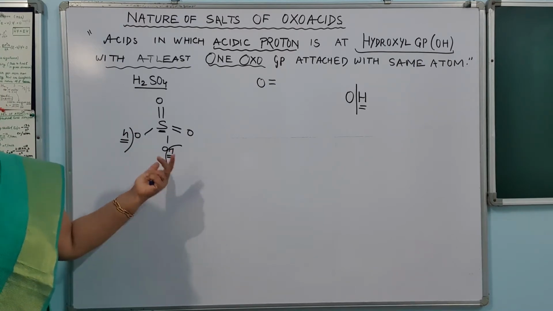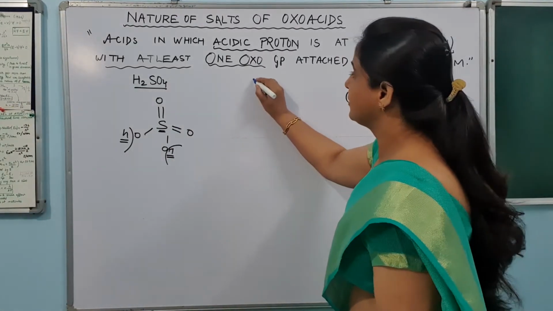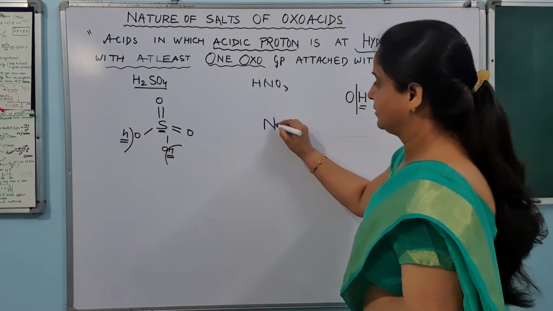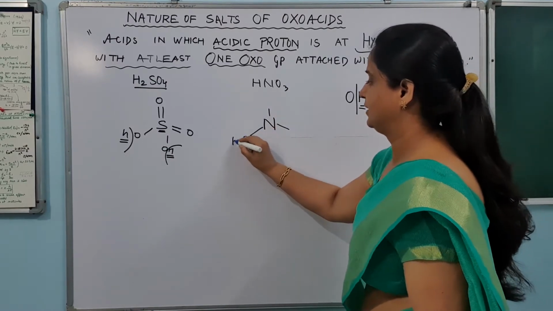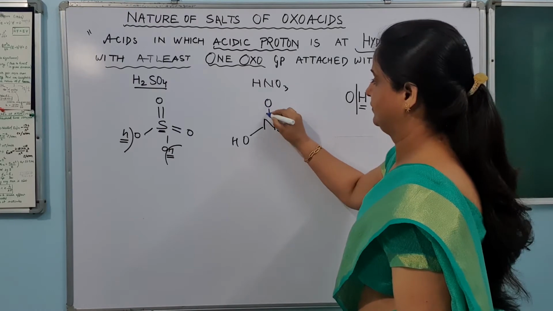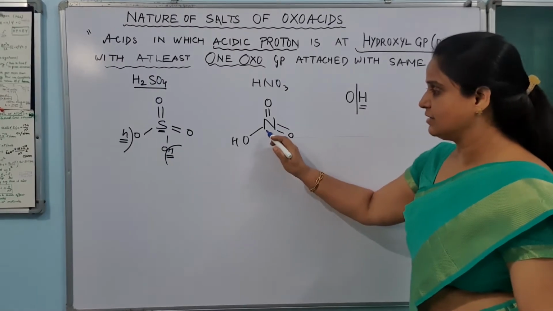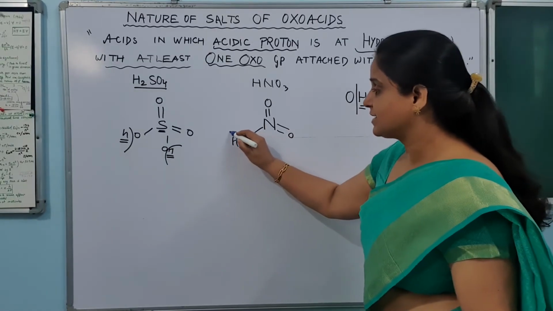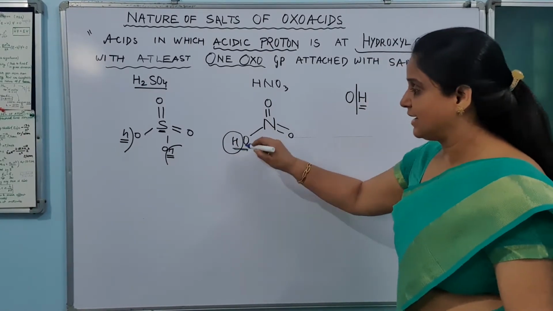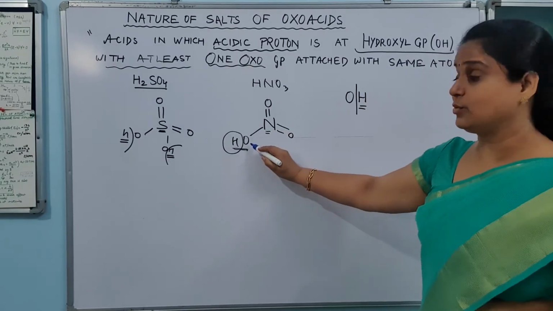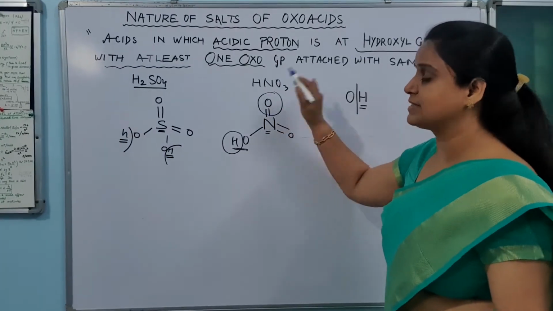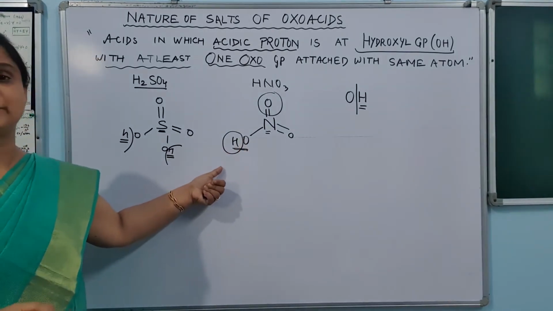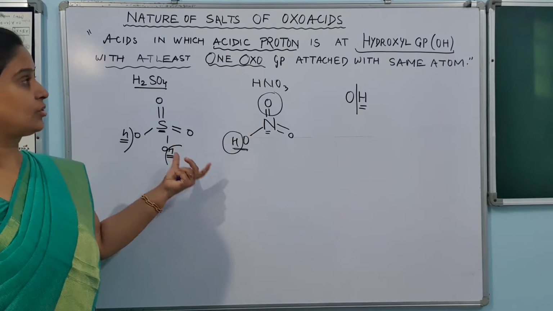Let's take one more example. See nitric acid, check whether this is an oxoacid or not. HNO3. So look at this, HNO3. This is nitric acid. You can see this acidic proton is connected with the OH, and the same atom to which the OH is connected has an oxo group attached. More than one here in this case, but there is one. So this is also an example of an oxoacid.